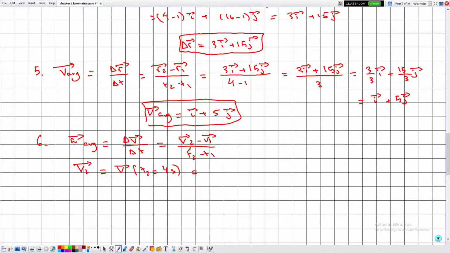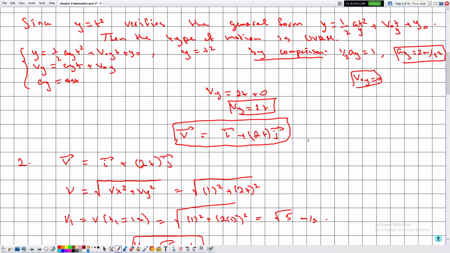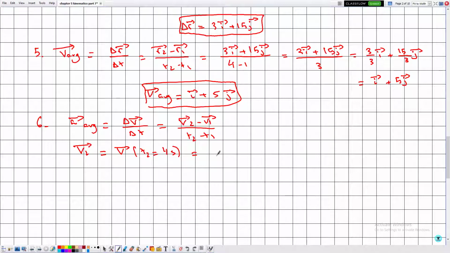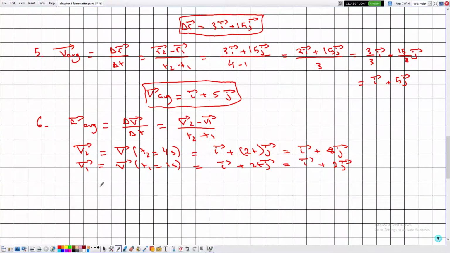So we need to refer to the expression of the velocity as function of time. The expression of the velocity as function of time is given by this. So it's given by i plus 2tj. Now replacing the value of t by 4, we get this expression. As for v1, it's the velocity computed at the instant t1 equal to 1 second, which is equal to i plus 2tj. Replacing t by 1, we get i plus 2j. Now we are ready to calculate the variation delta v in order to determine this average acceleration.